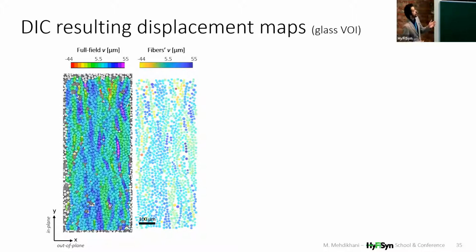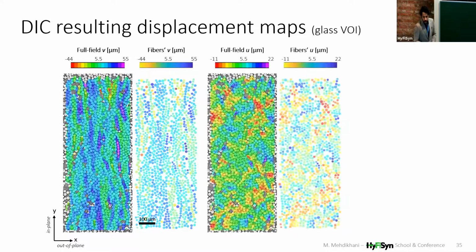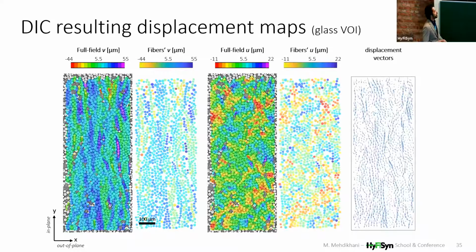So these are the results for glass epoxy material. And the last slice I'm showing here, as you can see, U corresponds to in-plane displacement, and V corresponds to out-of-plane displacement. This is the V strain map. And finally, using these two maps, we can assign to each fiber these displacement vectors, which mean that these fibers have this amount of displacement compared to the first slice in the stack.